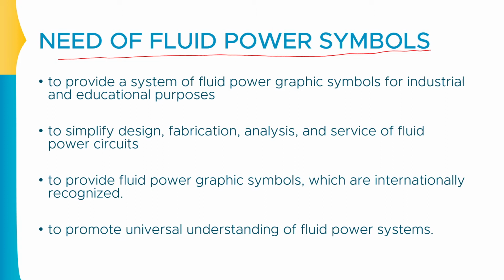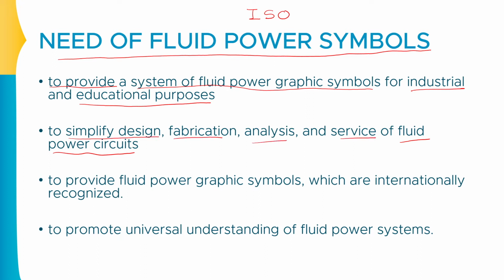In the previous video, I explained to you the fluid power systems. Now those kinds of systems can be easily converted into a graphical representation by using the ISO standardized symbols. We are using the ISO standard symbols to convert any fluid power system into a fluid power symbolic representation, which is also known as the fluid power circuit. By doing that, it is helpful to provide a system of fluid power graphical symbols for industrial as well as educational purposes. By converting that fluid power system into a circuit, we are simplifying the designing, fabrication, analyzing and servicing process.